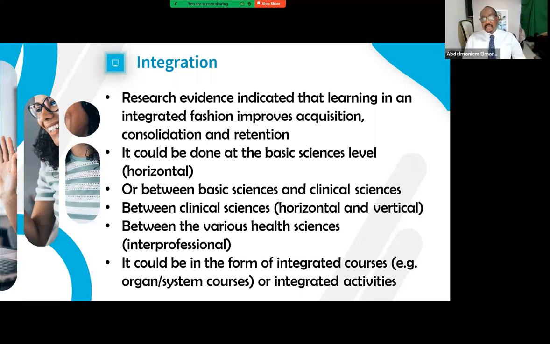But if we integrate basic sciences with clinical sciences, that is called vertical integration. And if it is between the clinical sciences, then it is horizontal and vertical at the same time. If it is between the various health sciences, then it is interprofessional rather than integration. Now, this could be in the form of integrated courses, the organ system courses, or in the form of integrated activities. You have a problem-based learning tutorial, and in that tutorial, you address different issues, whether horizontal or vertical integration. This is called an integrated activity.